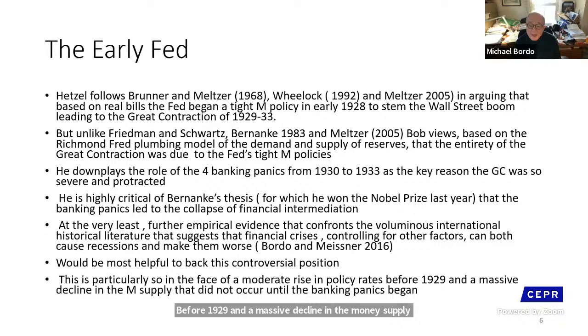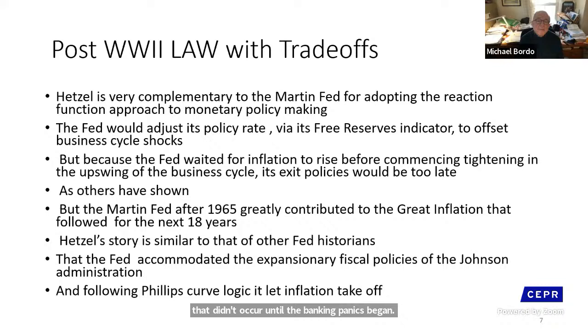Next slide. Okay. So the post-war regime is called leaning against the wind with trade-offs. He's very complimentary to the Martin Fed for adopting the reaction function approach to monetary policy making, that the Fed would adjust its policy rate through an indicator called the free reserves, and that would offset business cycle shocks. But because the Fed waited for inflation to rise before beginning to tighten in the upswing of the cycle, its exit policies would be too late. And lots of people have shown this. This goes back to Friedman. I've done lots of work on this.